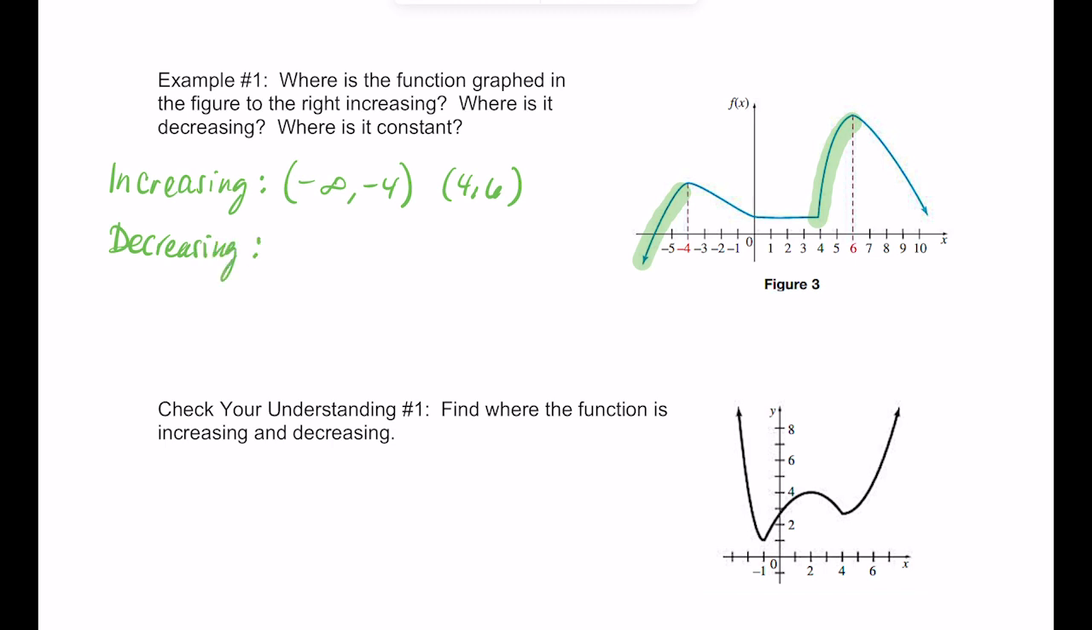So for decreasing, we can see right here that the graph is decreasing, and we can also see that the graph is decreasing there between those two x values as well. So it's decreasing from -4 to 0, and then it remains constant, and then it's decreasing from 6 to positive infinity. And then constant is the horizontal line there, which goes from 0 to 4.